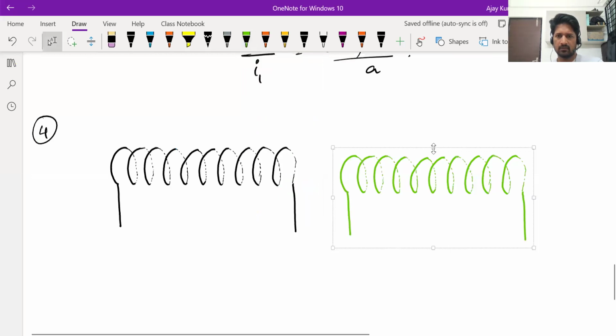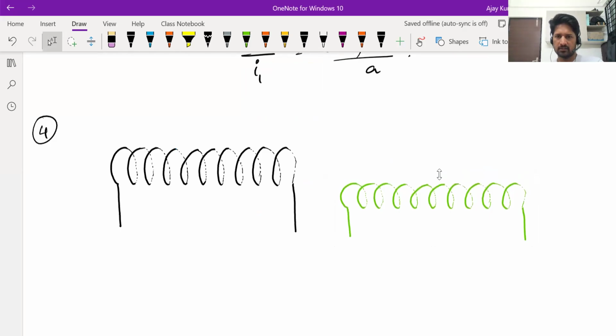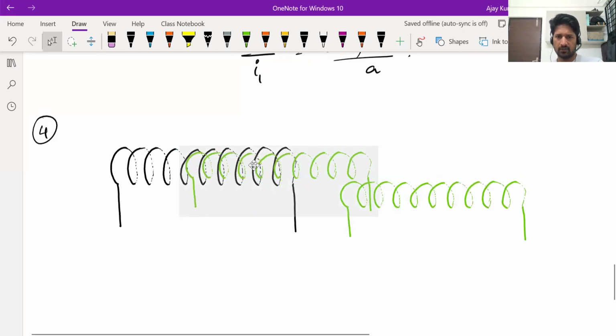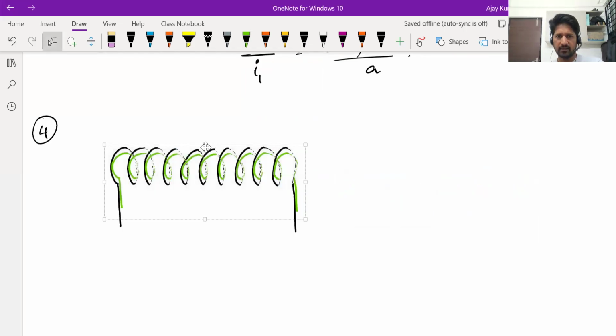Right. Assume the second one has a slightly smaller radius compared to the first one. And they are both having the same axis. They are coaxial. So this is the situation. They're of the same length, but their radii are different. Okay, maybe I should stretch the black one a little bit. I'll do that.